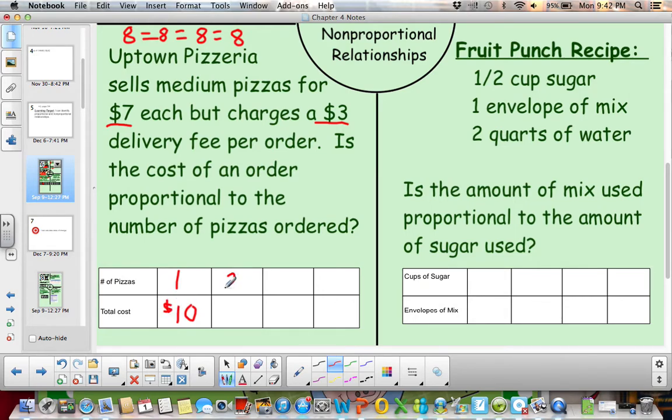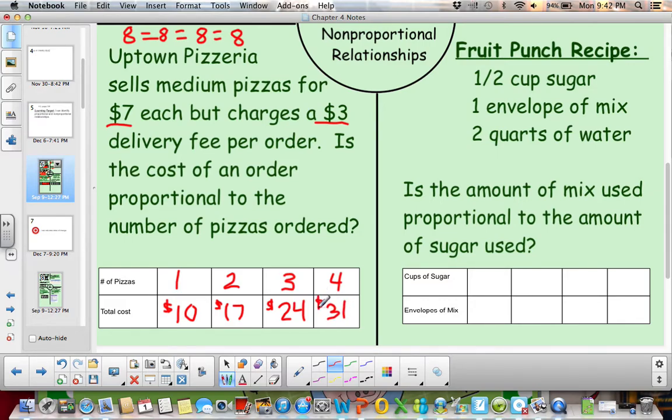If we order 2 pizzas, it's going to be 7 times 2, which is 14, plus $3 for our delivery fee, so $17. 3, we would go $7 times 3, so 21, plus 3, it's $24. And lastly, if we order 4 pizzas, we would go 7 times 4, which is $28, plus 3 is $31.